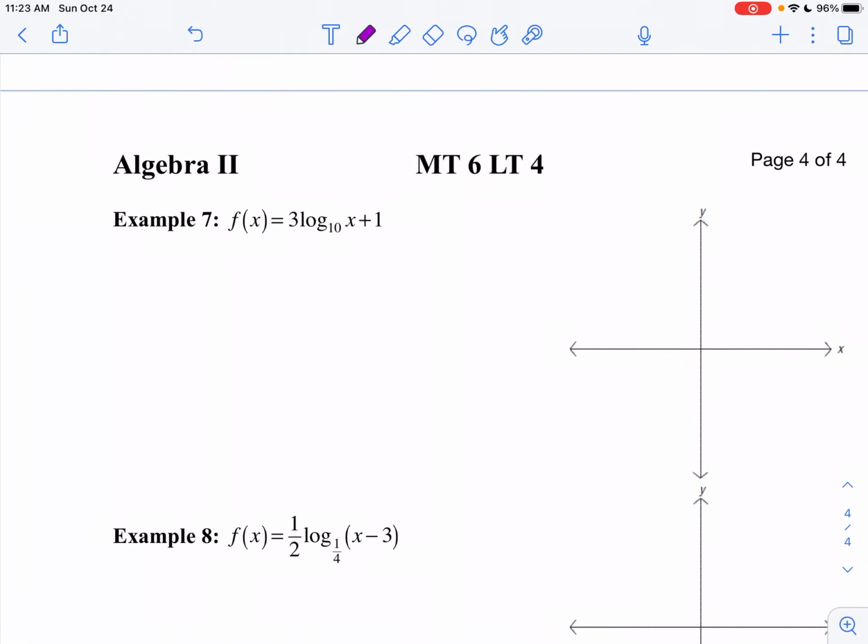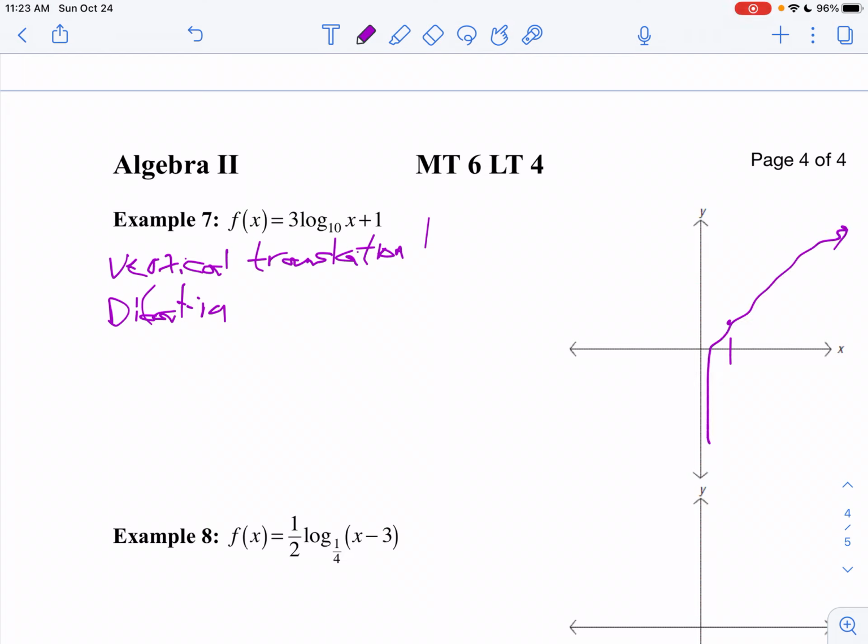What happens is, I notice I'm going to have a vertical translation of 1. You're going to move your graph up 1. And you're going to have a dilation by a factor of 3. So we're going to multiply by 3. It's just going to go up 3 times as fast. Normally I'd be at 0 and 1. Well, I'm going to be at 1 and 1 because I'm up 1. And then we're just going to rise a little bit higher than you normally would.